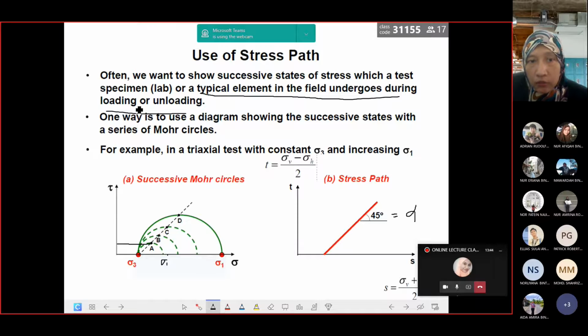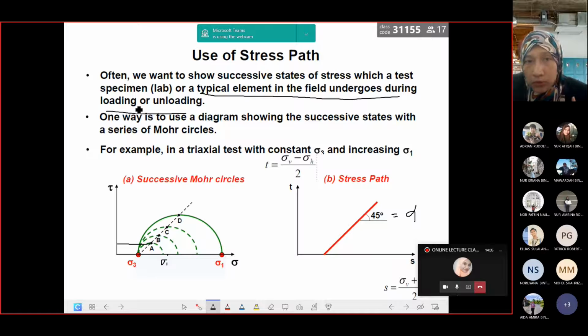How about the unloading? When you look on sites, the applications are when you have some sort of activity, excavation activities. So during the excavation activities, you may see the changes in stress from the beginning to the ending, meaning at the original state, what the stress value was.